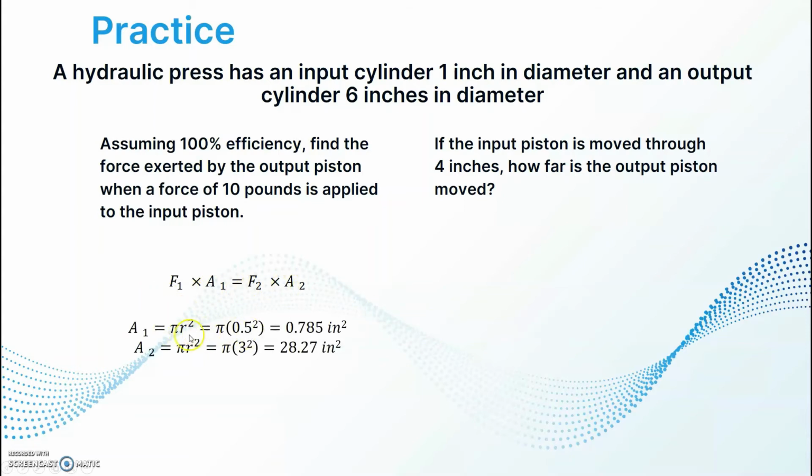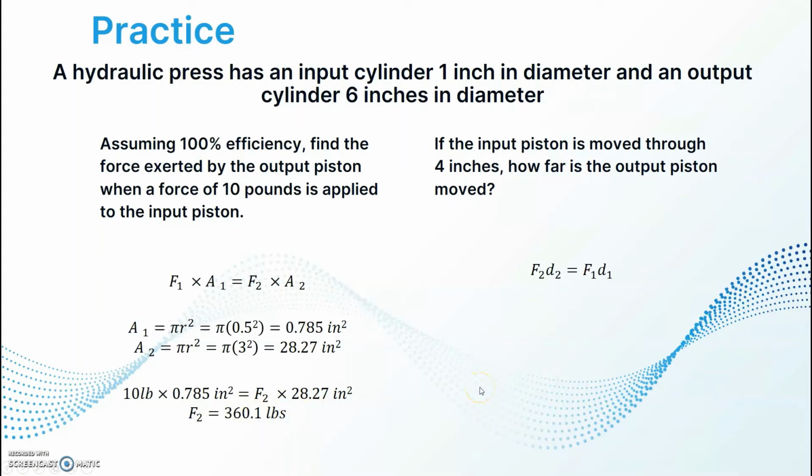Now our areas are going to be pi r squared, so we have to figure that out first because it's giving us our diameters. So we have to take that into account, and we have to halve these because these are diameters. We need radiuses. So a half squared times pi gives us these numbers. 3 squared times pi gives us this. Then we'll take our force, 10 pounds, times our area of 0.7, and that is equal to our force 2 times our second area. So that gives us 360 pounds that is lifted up.